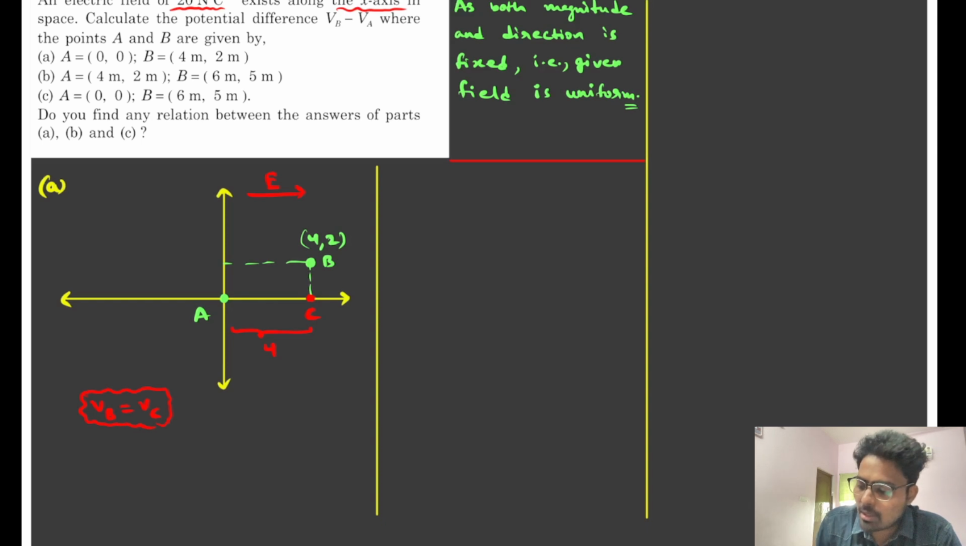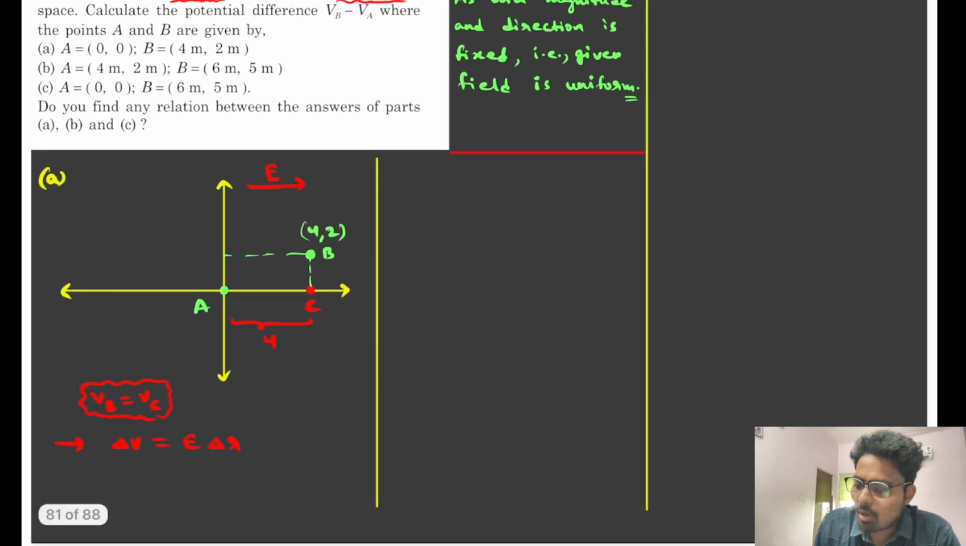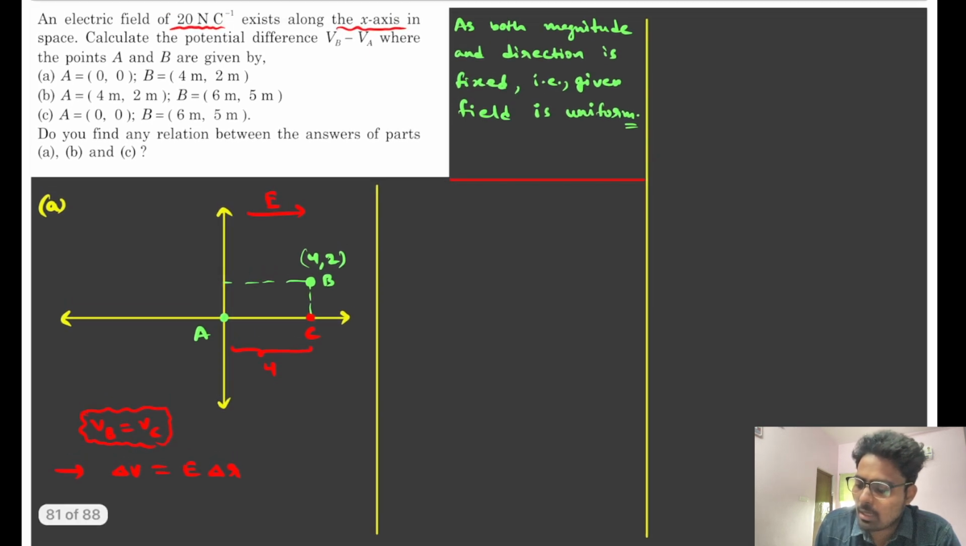Delta V magnitude is nothing but E multiplied by delta R. Okay, this is the magnitude. So the electric field is already given as 20, and delta R is 4. So 20 into 4 is equal to 80.